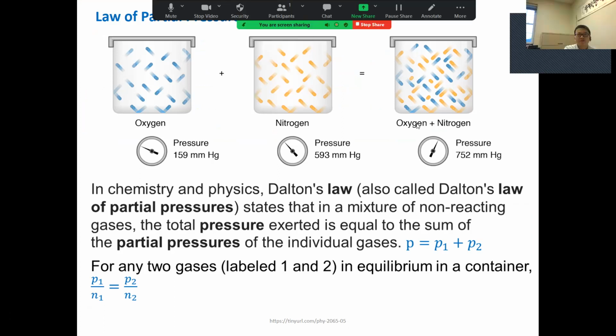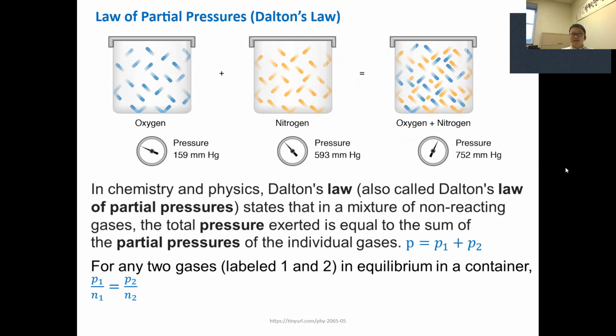So we have been talking about just one pure gas in the container. What happens if you have, let's say, two gases or more than two? For example, air, right? Air is mostly composed of oxygen and nitrogen. About 21% will be oxygen and 78% of the air will be nitrogen. So let's say you have a mixture of oxygen and nitrogen, right?